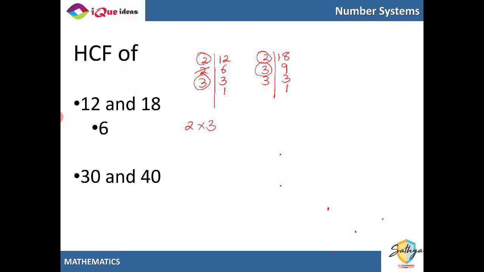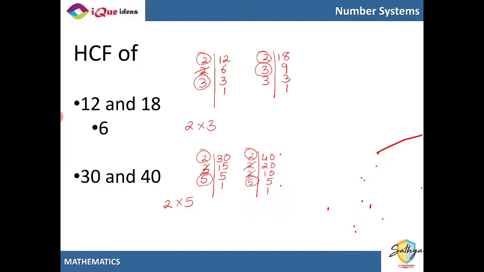Similarly, for 30 and 40, 30 can be factorized as 2 15s are, 3 5s are and 5 1s are. 40 can be factorized as 2 20s are, 2 10s are, 2 5s are and 5 1s are. The common factors are 2, no 3, no 2s and then another 5. So for 30 and 40, we can easily identify that the highest common factor for both these numbers is 10.